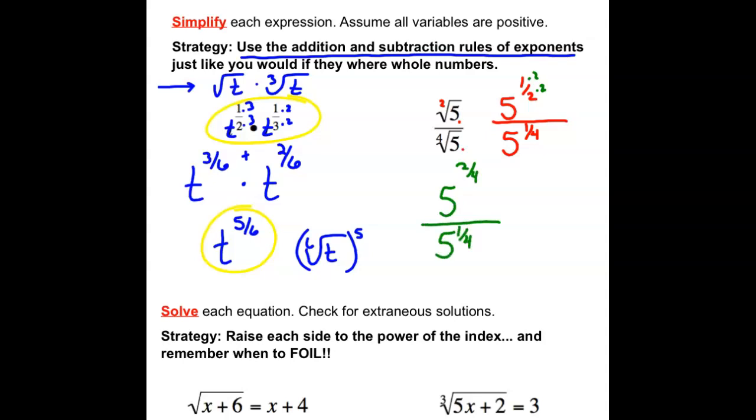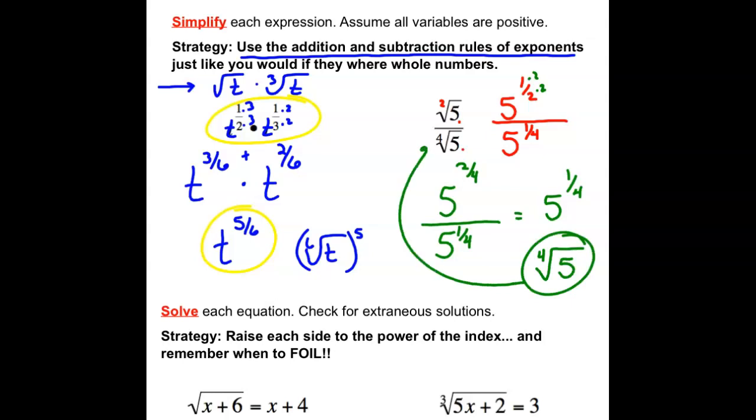And now we can just subtract our powers. 2/4 minus 1/4 leaves us with 1/4. So 5 to the 1/4, which would be written as the fourth root of 5. Again, we're putting it back into that same type of notation that we had initially.